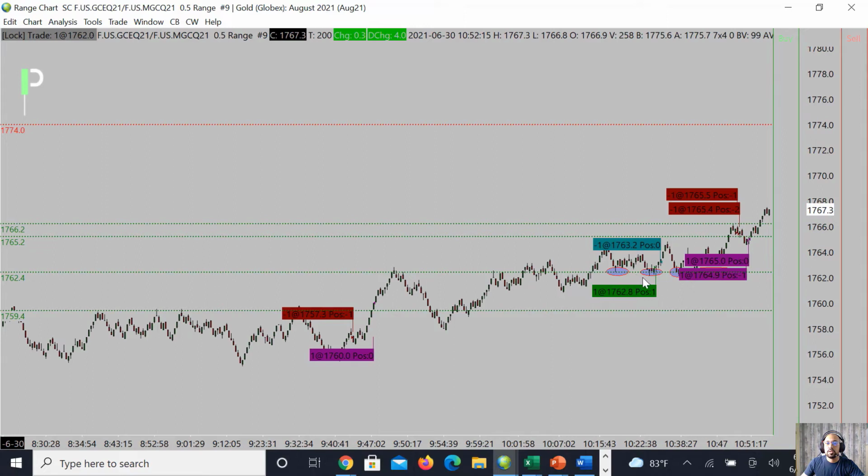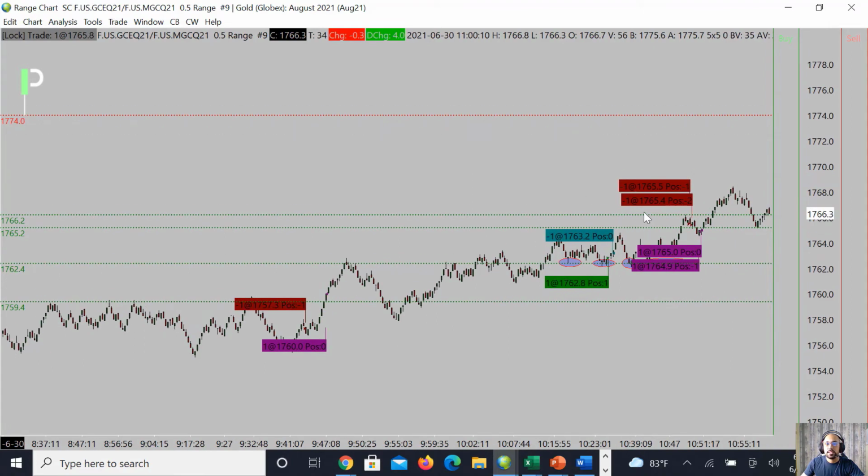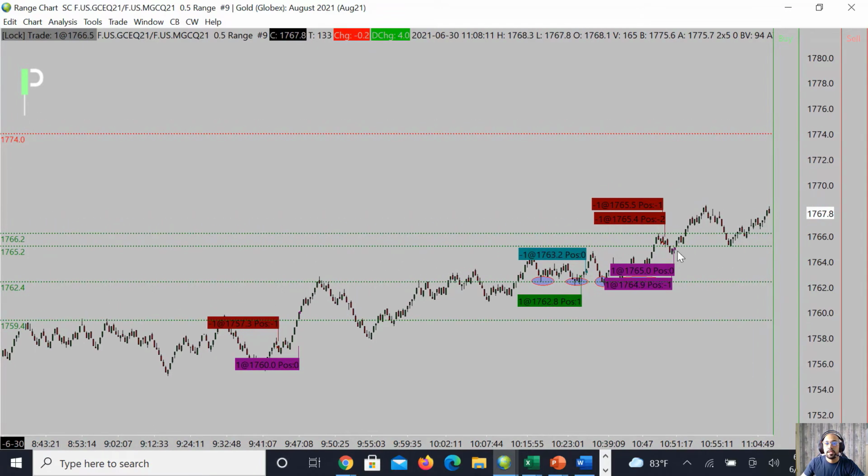We got a long opportunity at 1762.8. It went into 1763.2. You can see that should have been held a little bit longer, but we got a nice opportunity, a nice bounce, a double bottom there for a push higher. And then the market came into resistance at 1765.4. We got it off at 1765 even. And then at 1765.5, we got it off at 1764.9 as it went down a little bit further.